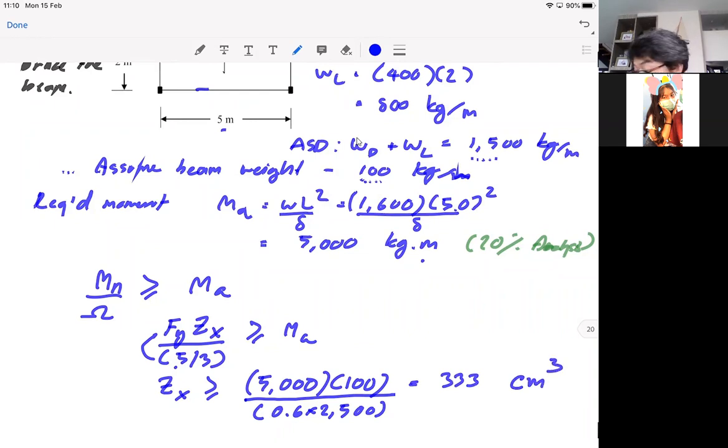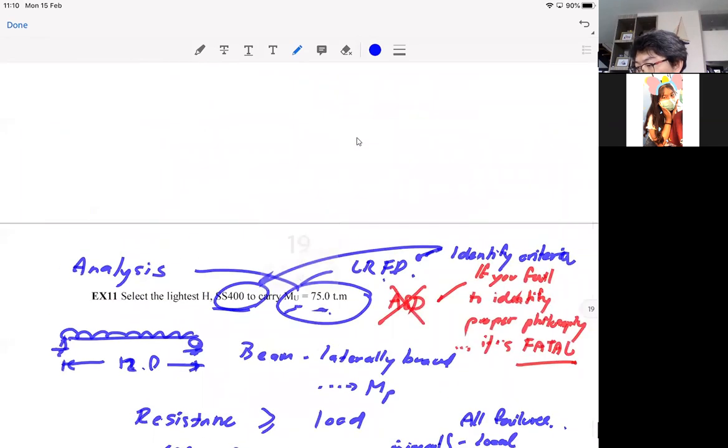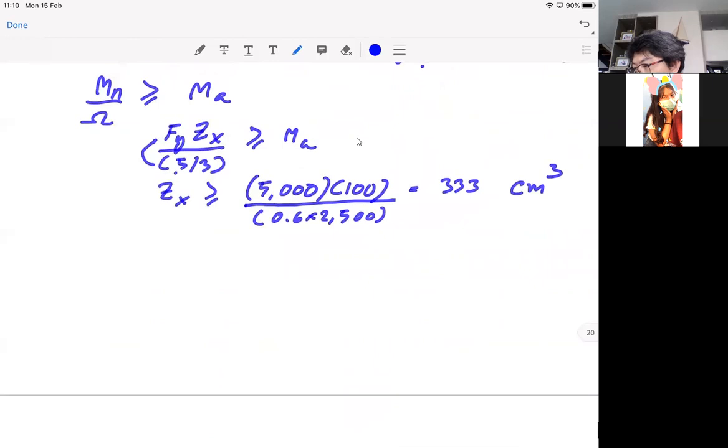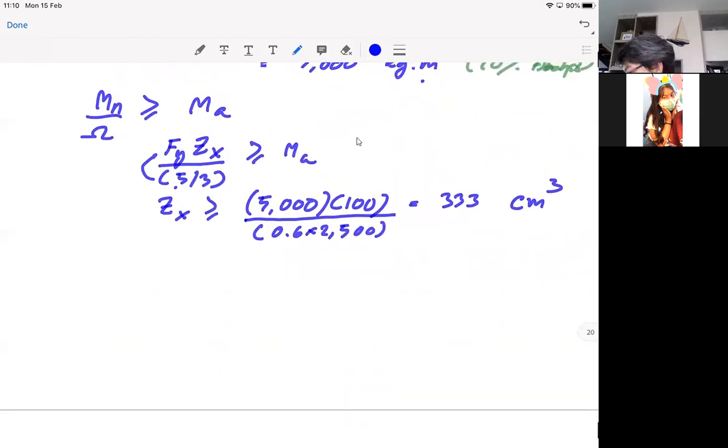Okay, now it's pretty straightforward. Once you have the plastic section modulus, you can go to the table. Because this example has been used quite a number of times, I have a summary for you.